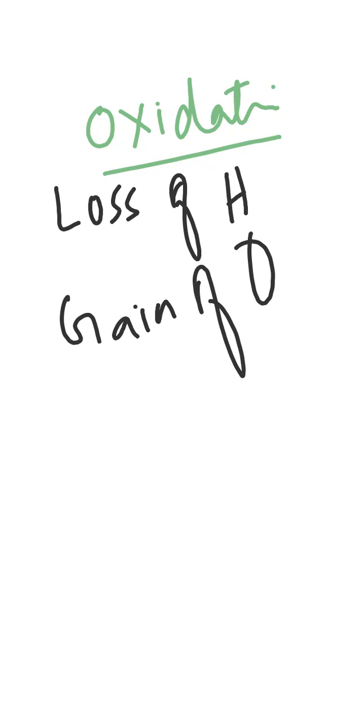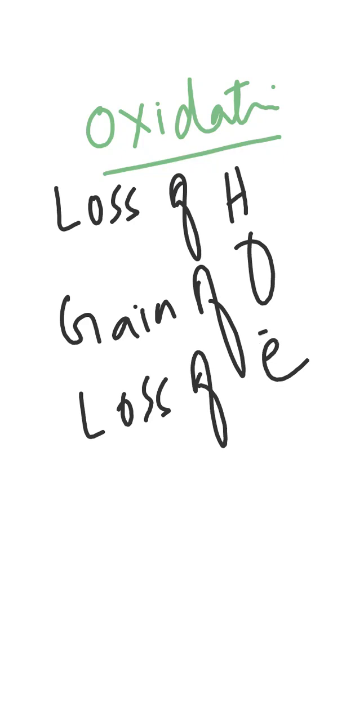So what is oxidation? Gain of oxygen, loss of hydrogen, or you can say oxidation is loss of electron. It is not necessary that you will see oxygen and hydrogen in every reaction. So you can check the oxidation and reduction in terms of electron transfer.